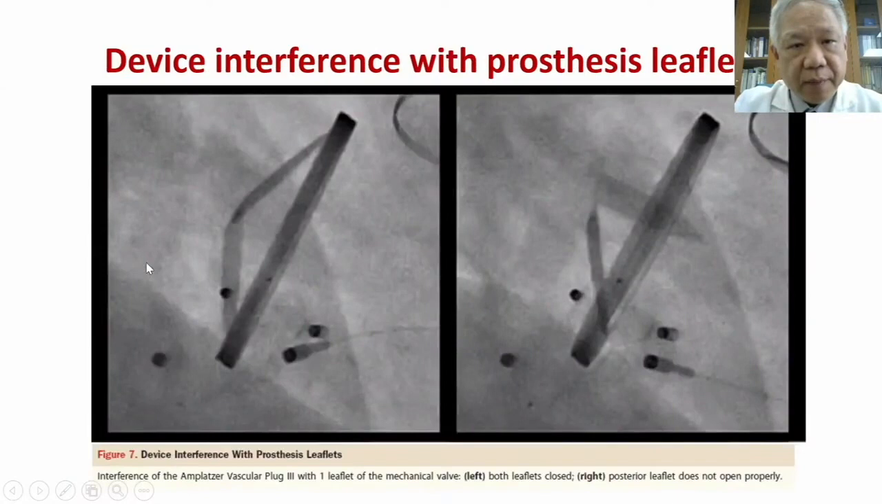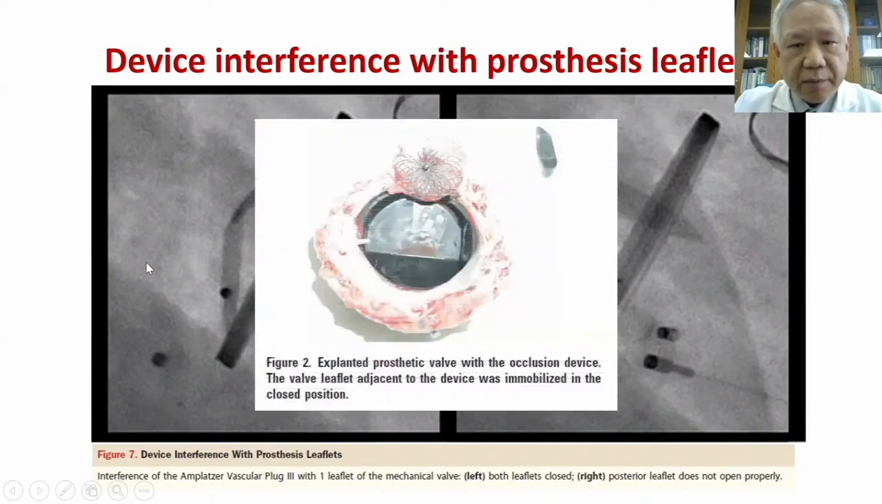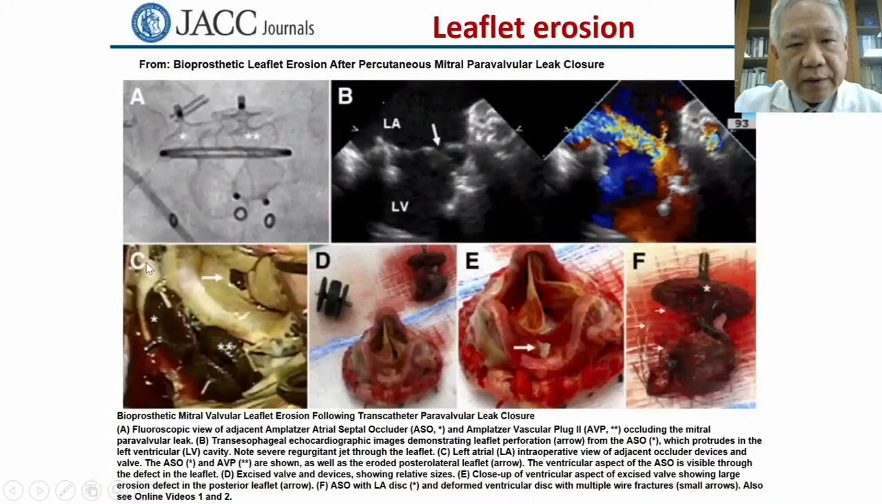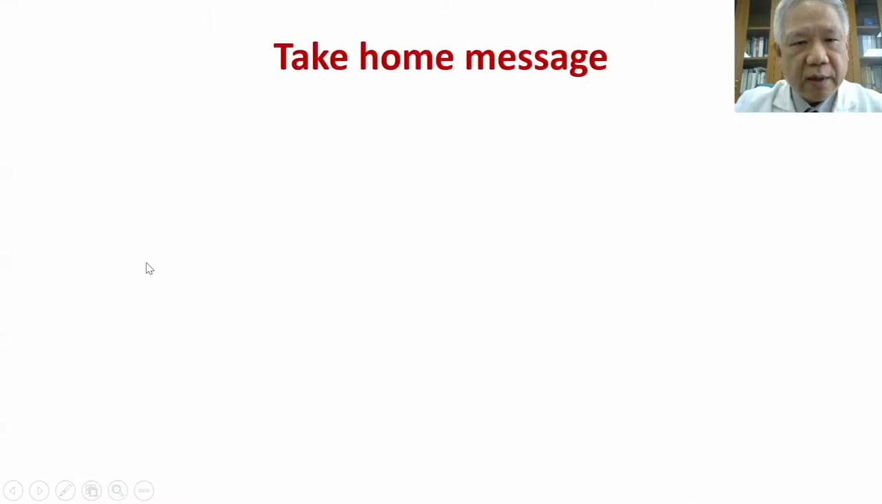Some patients may experience device interference with the prosthetic leaflets. This may cause some problems, and the procedure may be given up. And in some patients who already had the occluder deployed, the occluder may migrate and erode the leaflets, which results in severe complications needing surgery. However, this is not a really difficult procedure. If you can get familiar with the device and the procedure, in doing maybe 5 or 10 cases, you can become proficient in treating this kind of patient.